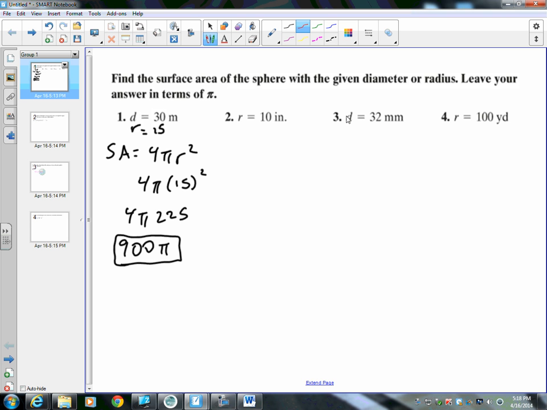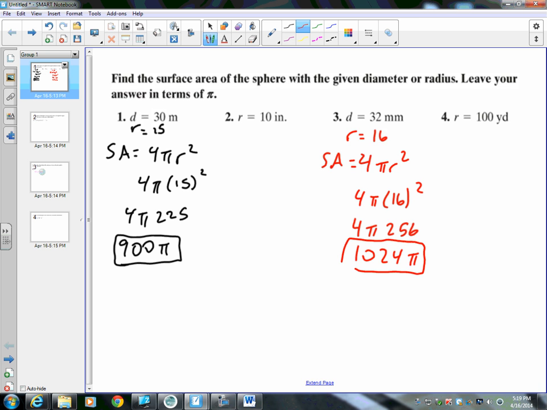Okay, I'm going to skip number 2 and go to number 3. Again, it gives us the diameter. If the diameter is 32, just divide that number by 2 and we get the radius, 16. Again, surface area of a sphere is 4 pi r squared. 4 times pi, radius is 16 in this example, so 16 squared. You end up with 256. Multiply just your numbers together, 256 times 4, we get 1,024. Keep your pi, in terms of pi.